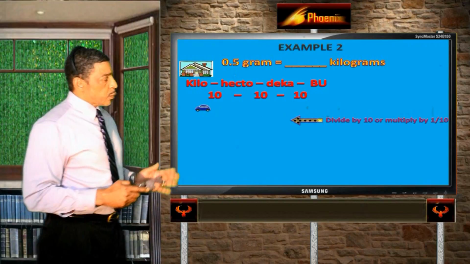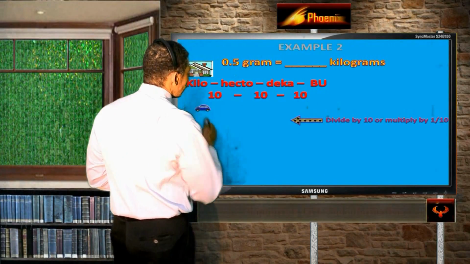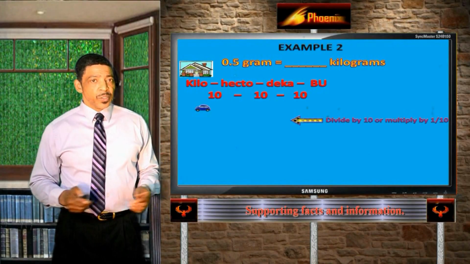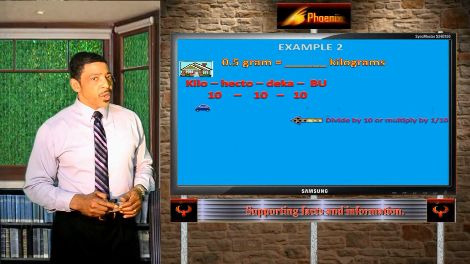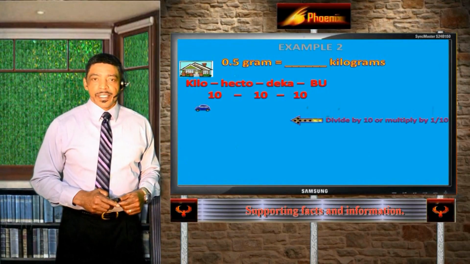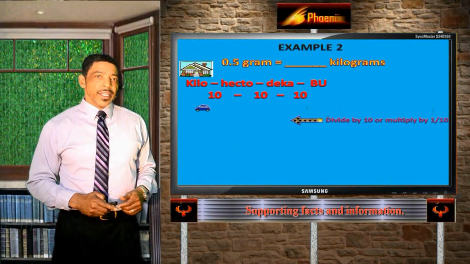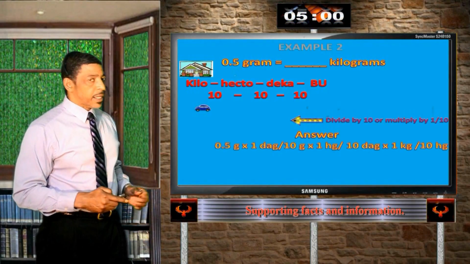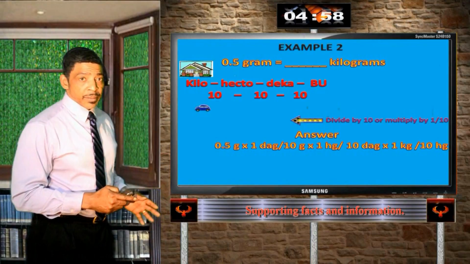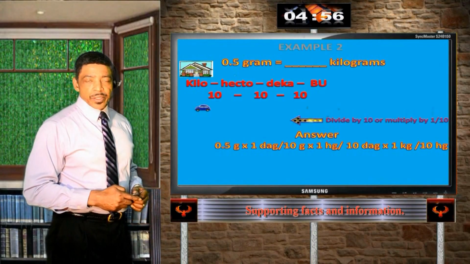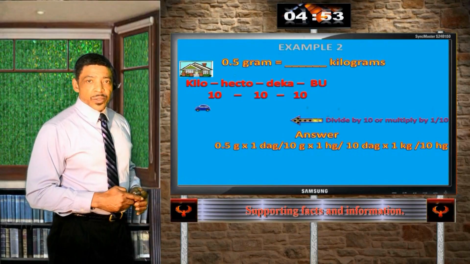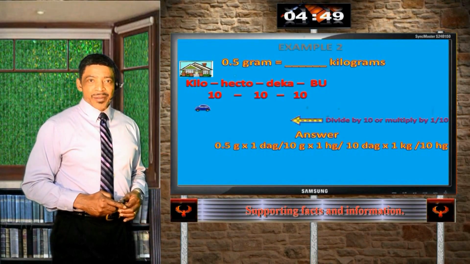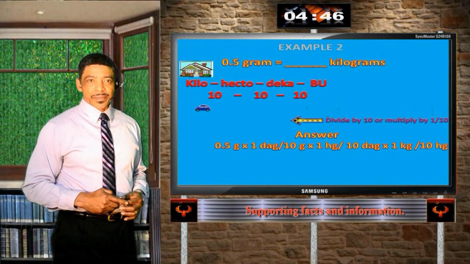This time, however, we're going from right to left on the scale. So now we divide by tens or multiply by the reciprocal of tens. So now we divide by 10 3 times. The numerical setup for calculating the result is written as follows, where we multiply 0.5 grams times 1 decagram per 10 grams times 1 hectogram per 10 decagrams times 1 kilogram per 10 hectograms.